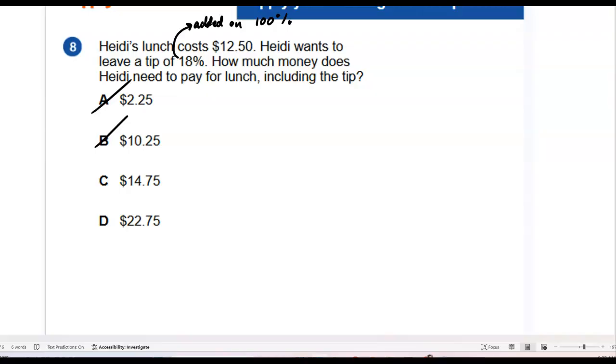If we were paying an 18% tip added on, that's 100% of the price plus 18%. She's going to pay 118% of the price. So she's going to pay $12.50 times this as a decimal, which is, you start at the end, 1, 2, is 1.18. And therefore she pays $14.75. C is your correct answer. Also, D is just way out of line. It's almost double what the original meal was. That'd be a huge tip.